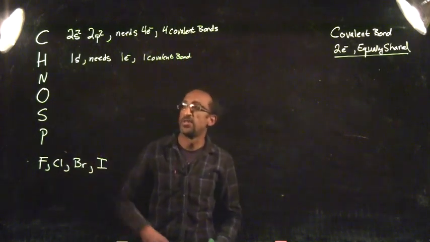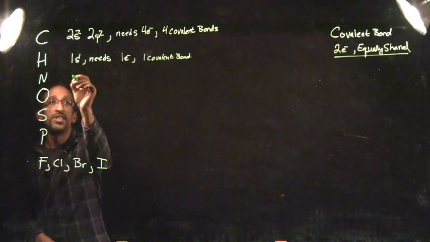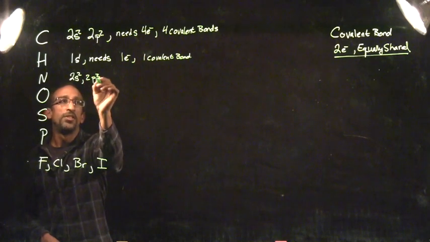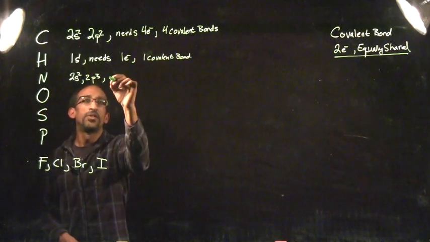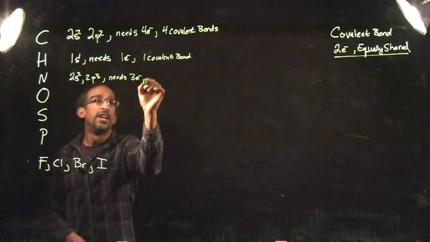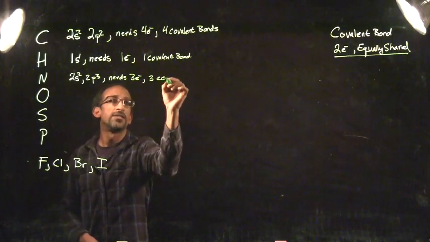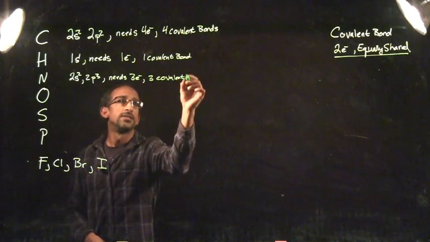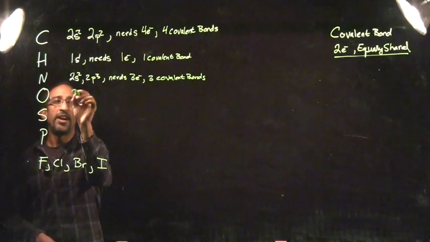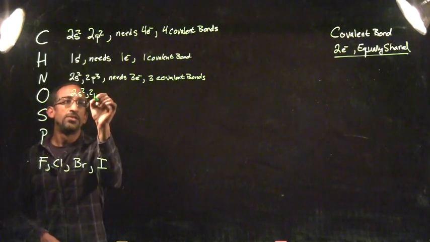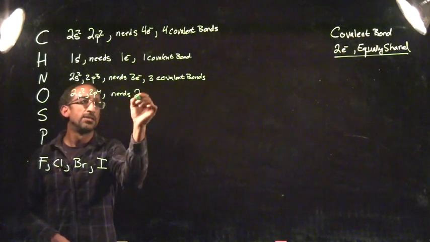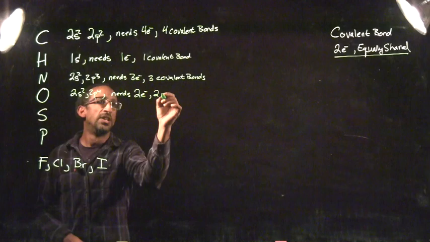We're going to continue this process for the rest of the elements, and so for nitrogen, we see its valence shell is 2s2, 2p3. It needs 3 electrons to get its valence shell up to 8, and so it forms 3 covalent bonds. Now, moving on to oxygen, we are at 2s2, 2p4. It needs 2 electrons, and so it forms 2 covalent bonds.